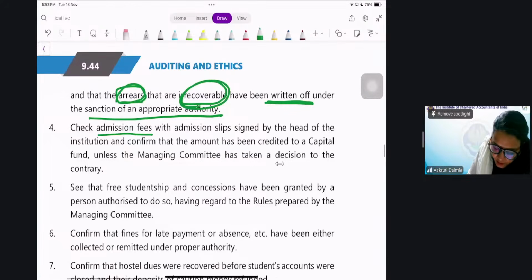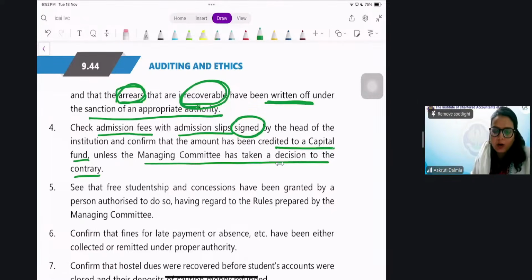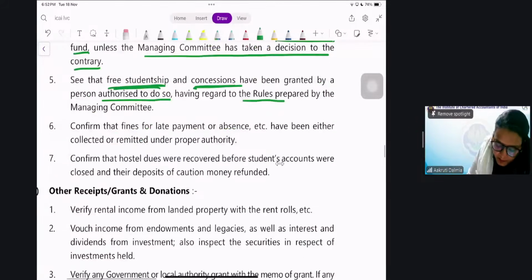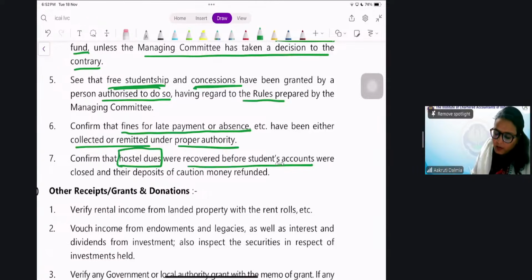Then check admission fees with admission slips is signed properly. Amount has been credited to capital fund unless managing committee has taken a decision to the contrary. See that free studentship and concessions are properly authorized as per the rules. Confirm fines for late payment or any absence is properly collected and remitted under proper authority. Confirm that any hostel dues were properly recovered before student went off, and deposit of caution money is properly refunded.